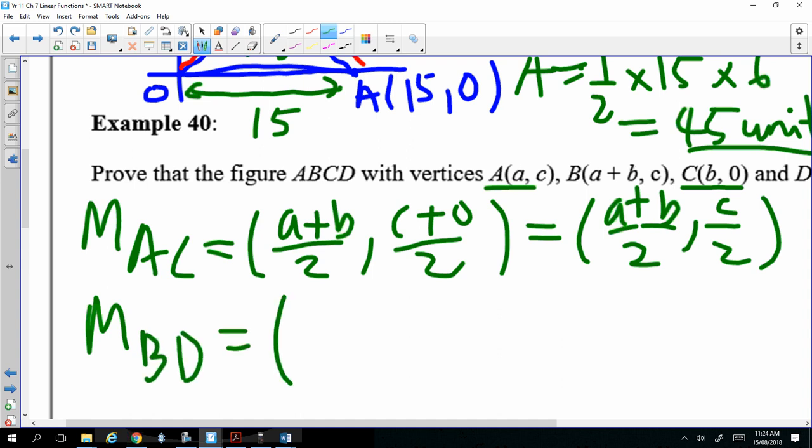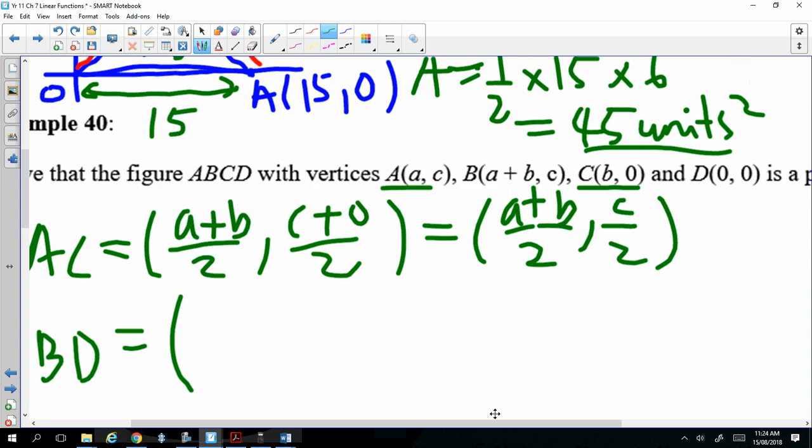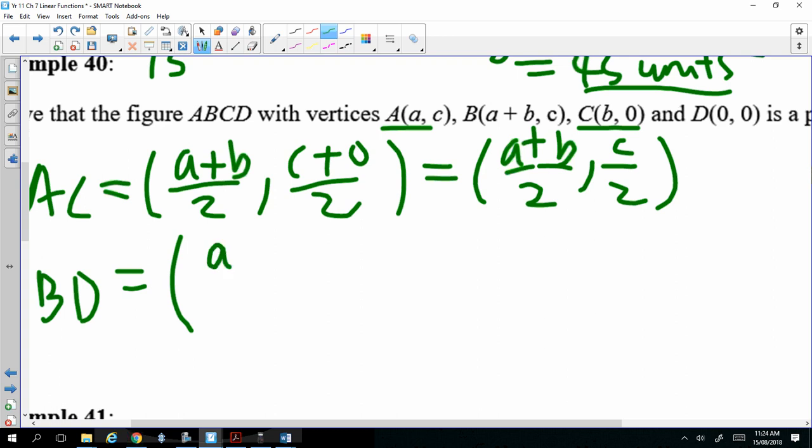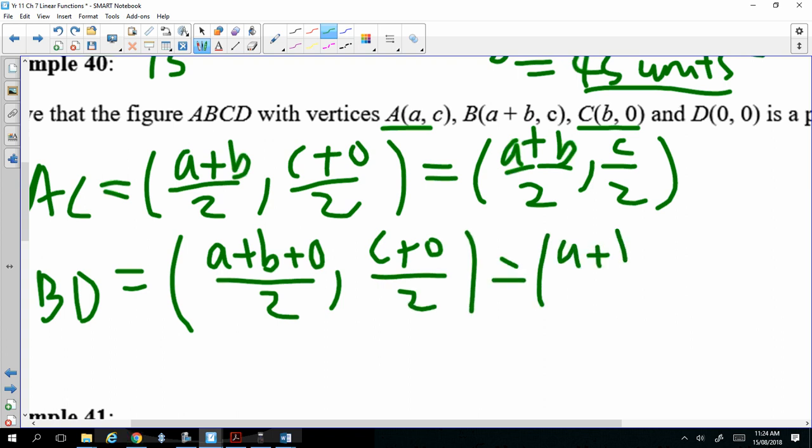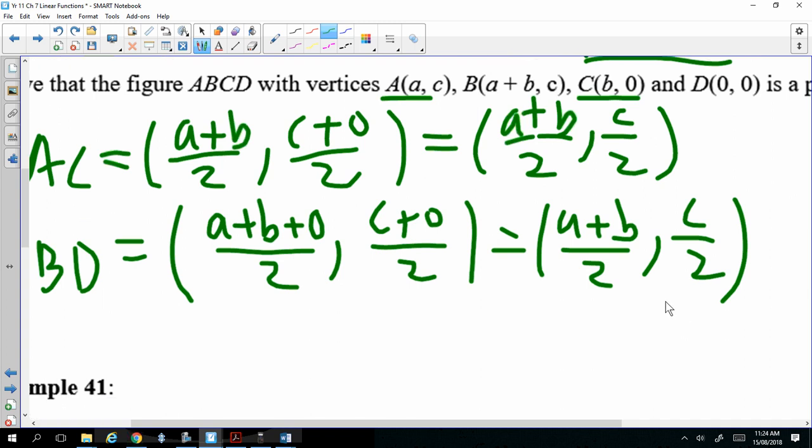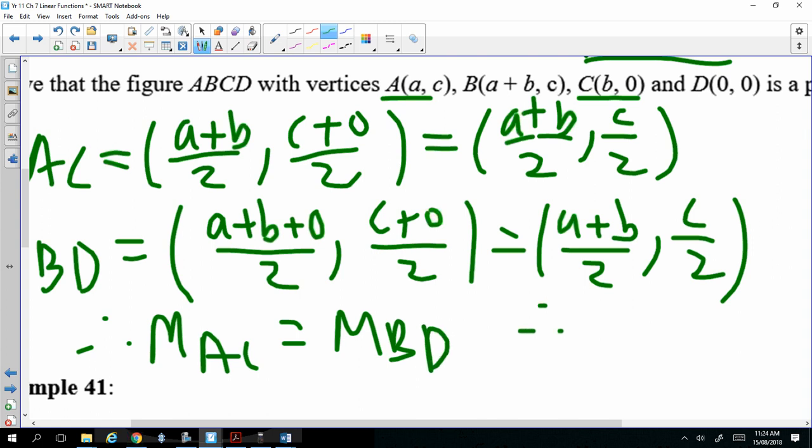So you can say, therefore, midpoint of AC equals midpoint of BD. Therefore, you say ABCD is a parallelogram. And make sure you write down the test: diagonals bisect each other.